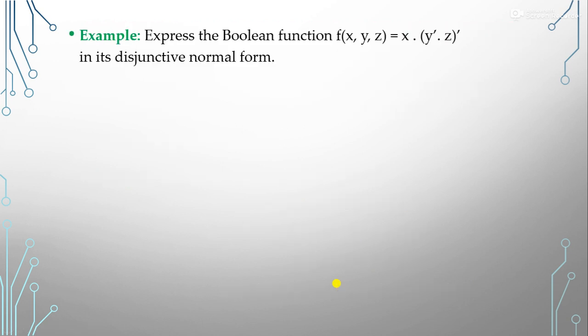Next one is, here we have suppose this type of function. This is any Boolean function. Now we have to convert this into the disjunctive normal form. Means we have to find the disjunctive normal form of this function.